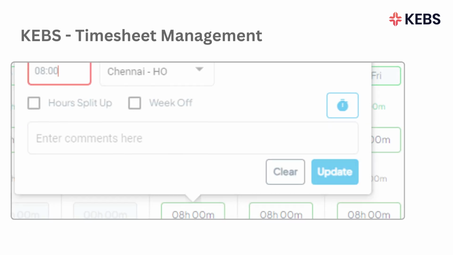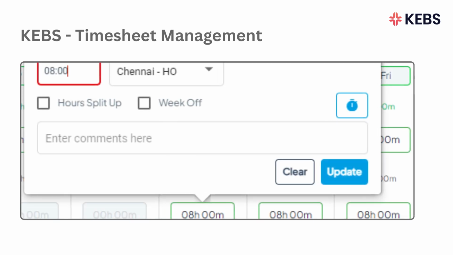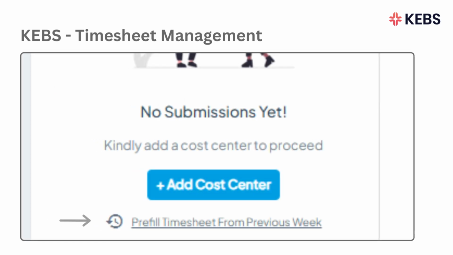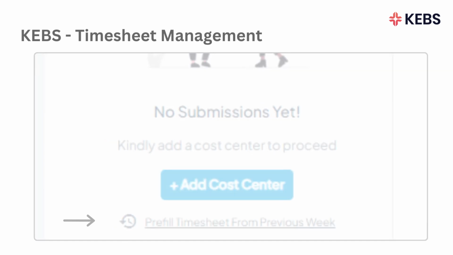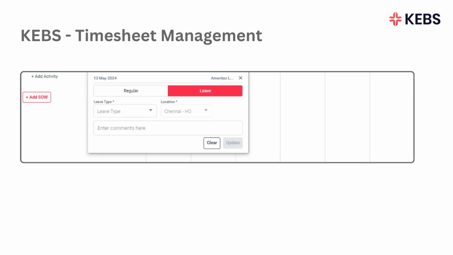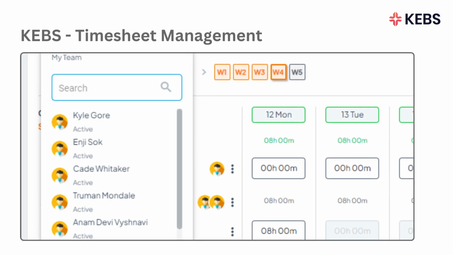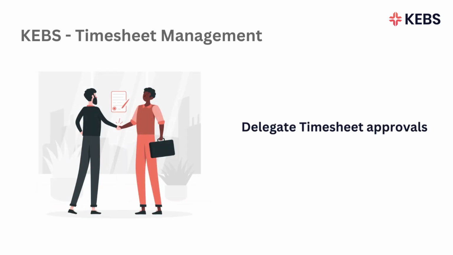It includes a split hours feature for flexible time allocations across tasks. It includes a quick fill feature that allows you to populate timesheet entries for the current week from the previous week quickly and easily. You can also directly apply leave or holiday requests from the timesheet. Monitor your team's timesheet entries and delegate approvals to another person when multiple approvals are required.